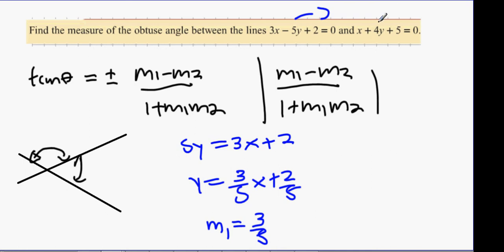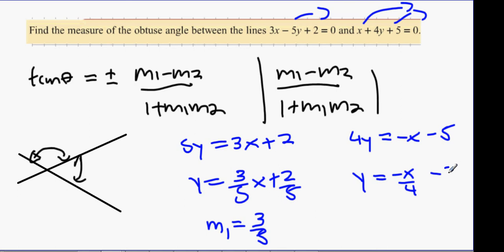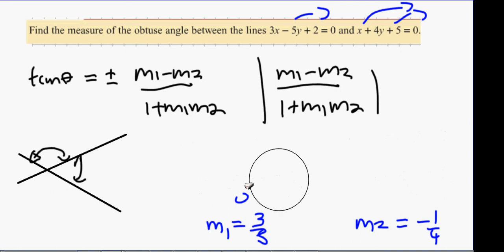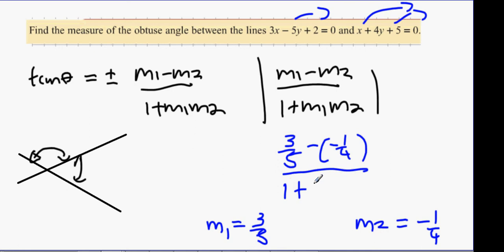Next one, move x and minus 5 over to your side. 4y equals minus x minus 5. Y equals minus x over 4 minus 5 over 4. Slope m2 is minus a quarter. Put it into your formula. Now that we put it into our formula, what we're going to get is 3/5 minus minus a quarter, divided by 1 plus 3/5 times minus a quarter.